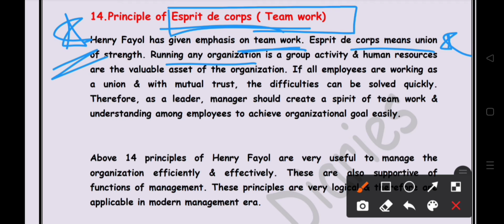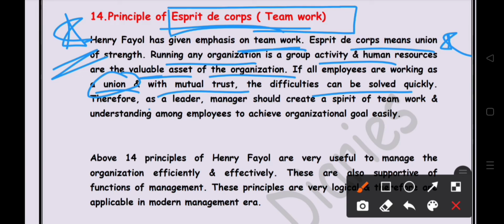Running any organization is a group activity and human resources are a valuable asset for the organization. As we know, our human resources and our employees are the asset for the organization. If all employees are working as a union with mutual trust, the difficulties can be solved. Unity and mutual trust will encourage employees to work in a speedy and good manner. It is also helpful to avoid conflicts between the employees.